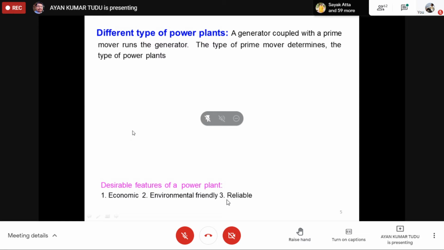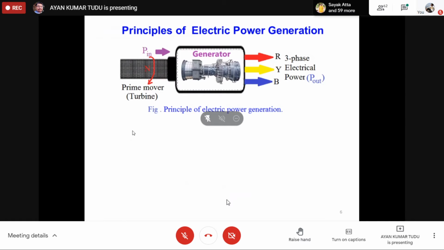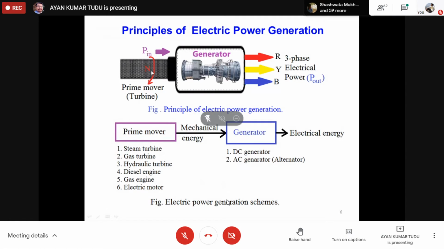So that's why, because of the impact on the environment also, the government is trying to shift more towards renewable energy sources. Okay, so as you can see, this is the principle of electric power generation. There is a prime mover, which is rotating the turbine shaft, and the turbine shaft is rotating the generator. We have three-phase windings, which we'll see later, and the generator is producing an 11 kV three-phase voltage. As you can see, three-phase electrical power output is being produced by the generator.